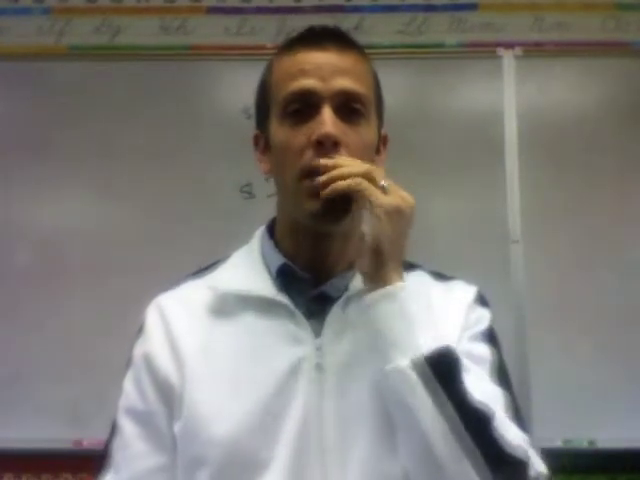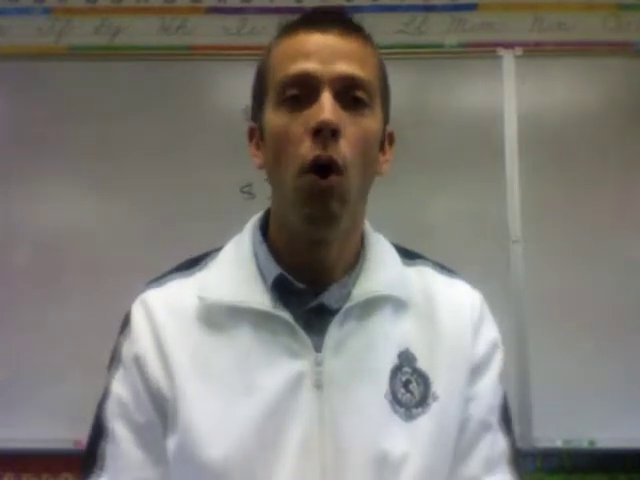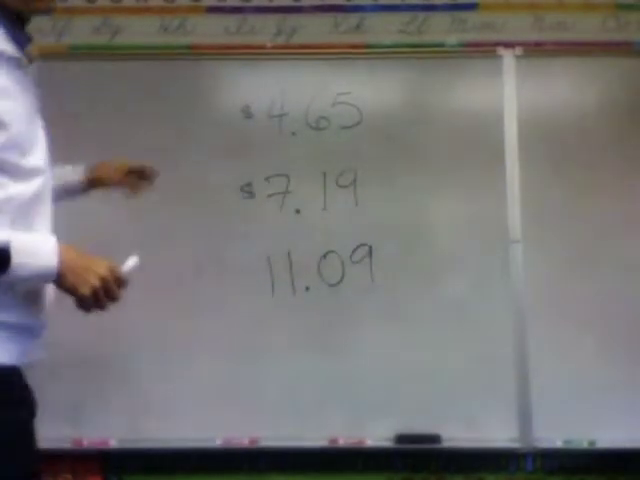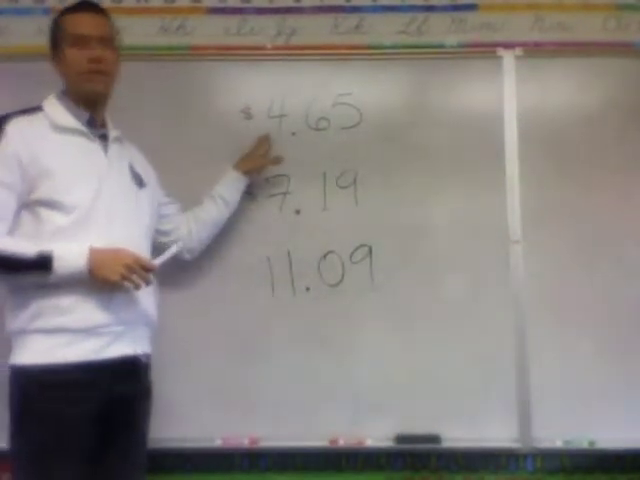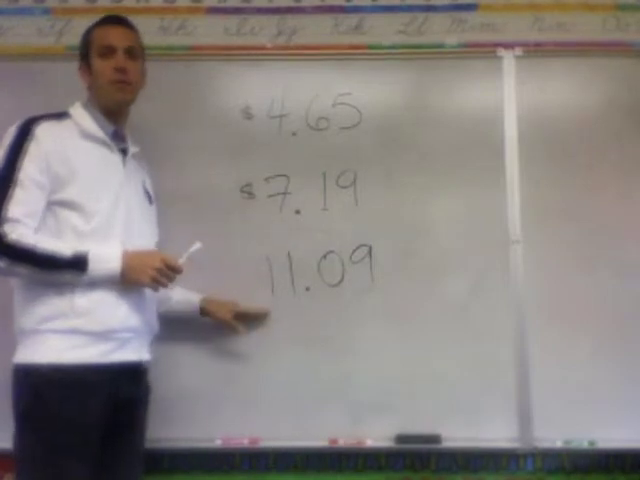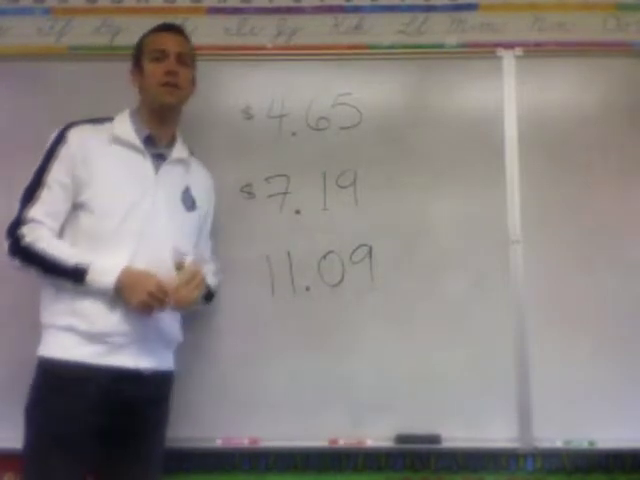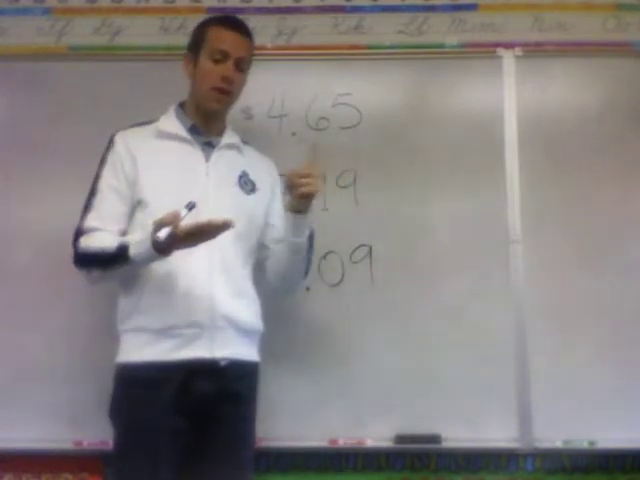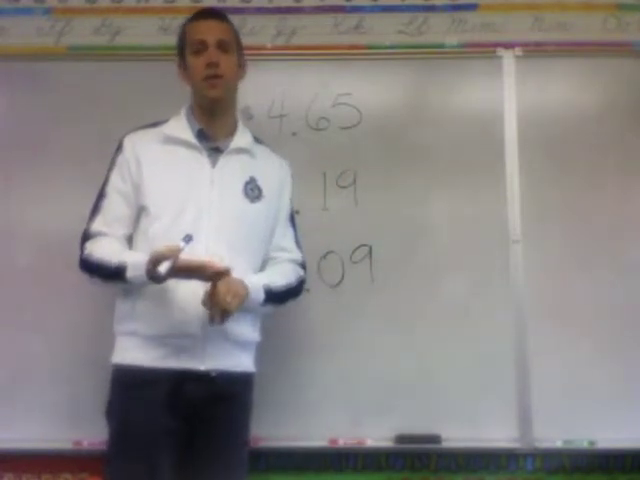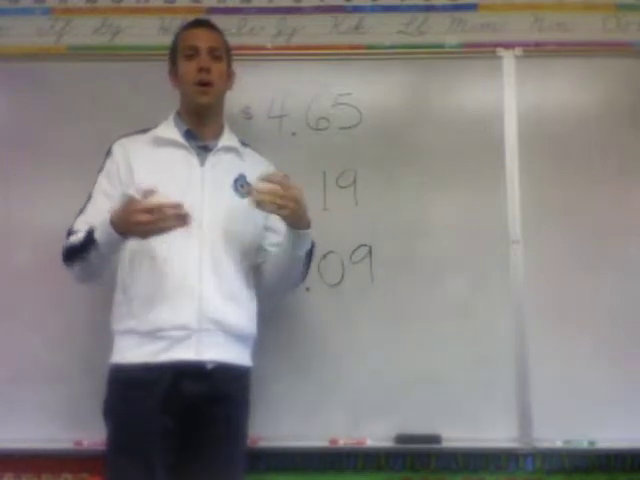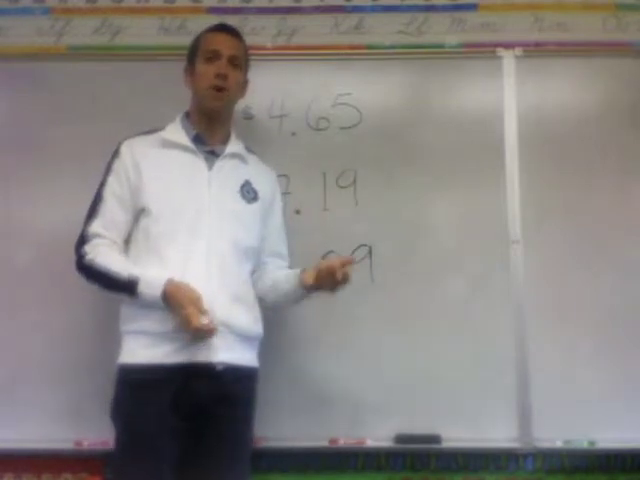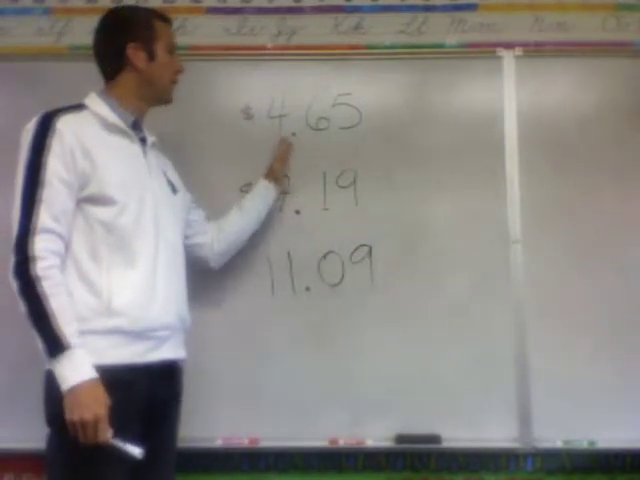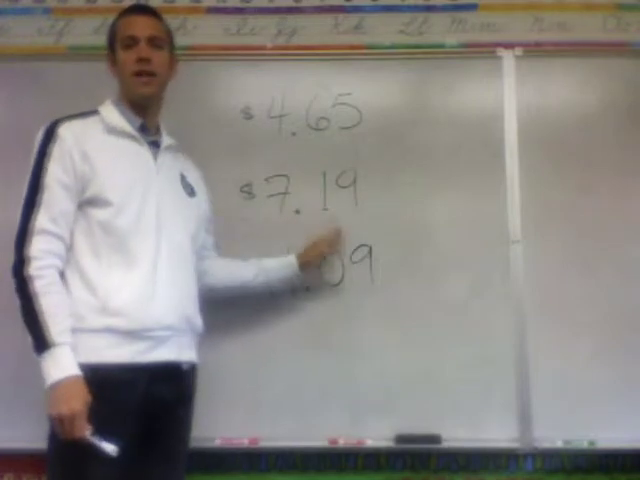Okay? So in this lesson, you're rounding to the nearest whole number. I like to do a little method like this. Here's three numbers, $4.65, $7.19, and 11.09, 11 and 9 hundredths. And they want you to round to the whole number, right? Sometimes they ask you to round to the nearest tenth, or hundredth, thousandth, or hundreds. Today you're rounding to the nearest whole. So here I have 4 wholes and 65 hundredths, 7 wholes and 19 hundredths.